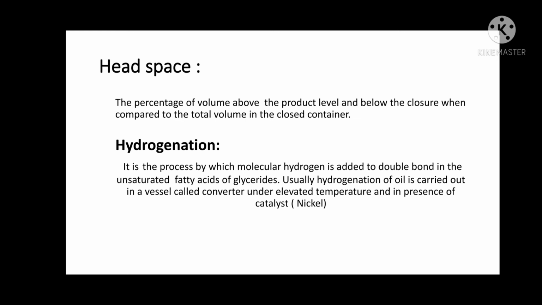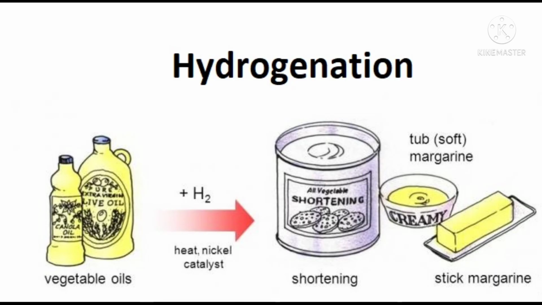By the hydrogenation, we can convert the double bonds into single bonds as well as unsaturated fatty acids into saturated fatty acids. By this, we can reduce the spoilage. Next slide, you can observe the hydrogenation of vegetable oils.